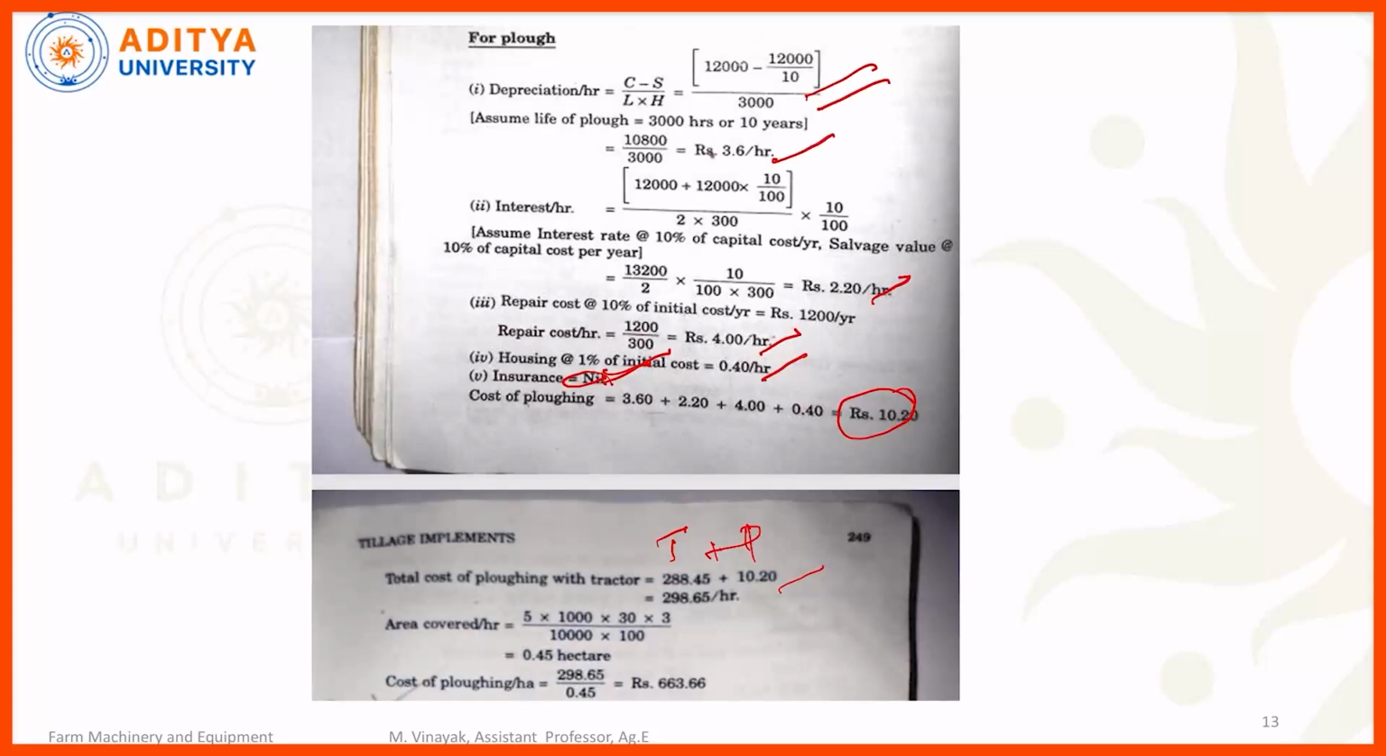The area covered we have already calculated as 0.45. The cost of ploughing you can get as 663 rupees 6 paise per hour. To operate for 1 hour using both the tractor as well as the plough, we need to pay 663 rupees and 6 paise.